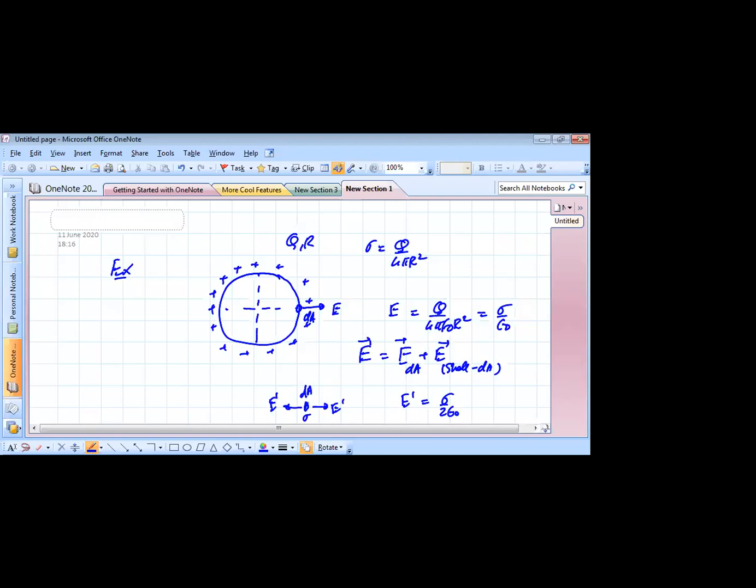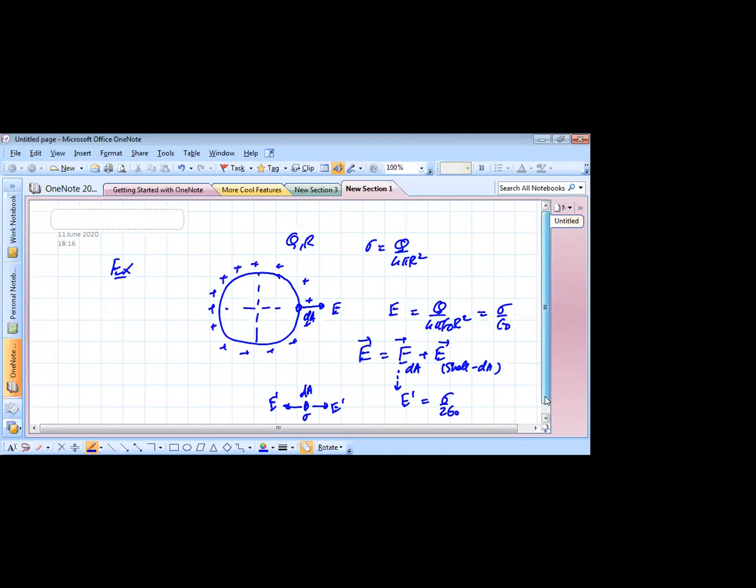So even though it's a very small area, we are going to an even smaller distance near it, so it's acting like an infinite plane. So this is equal to this. Understood? Yes. So that is why at a point inside, the E prime of this and the field outside due to the sphere minus dA both cancel each other. Whereas at a point just outside, they add.